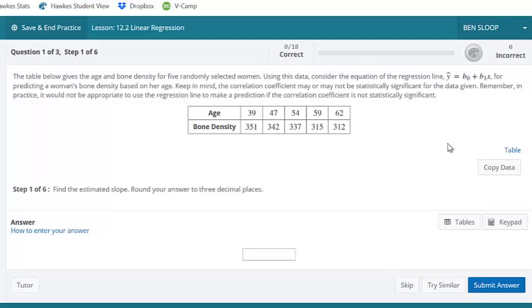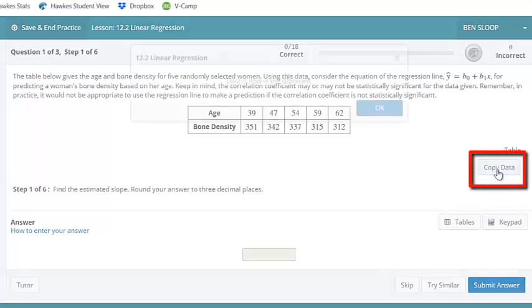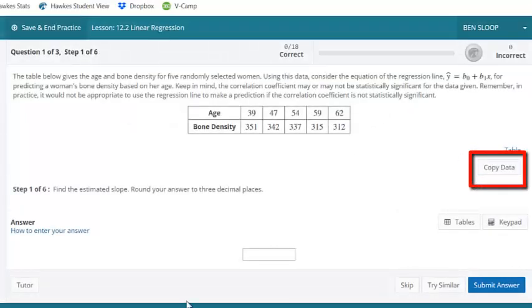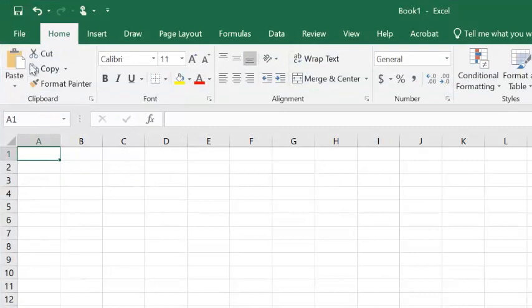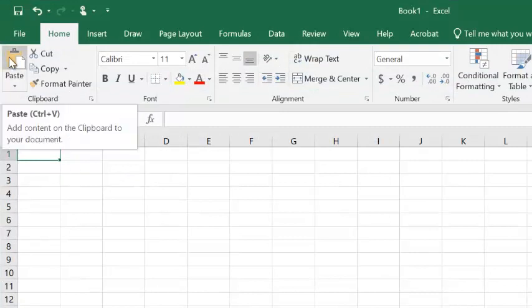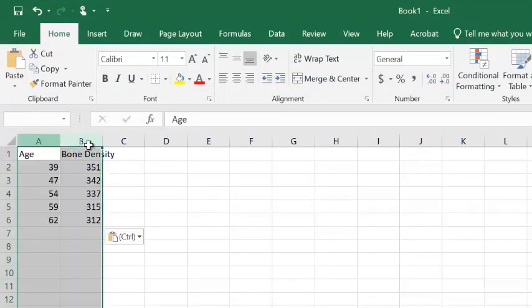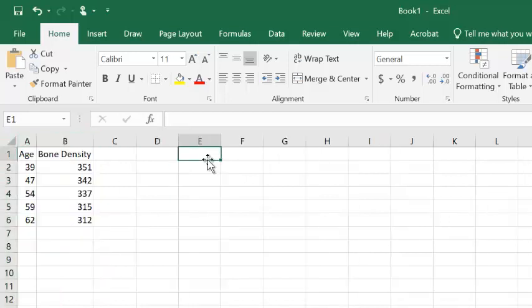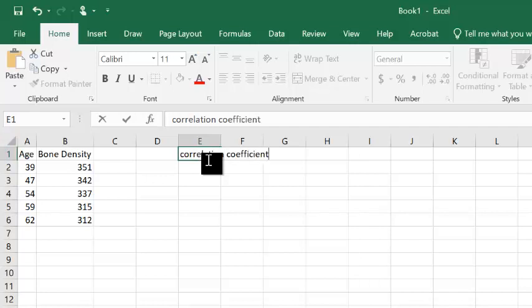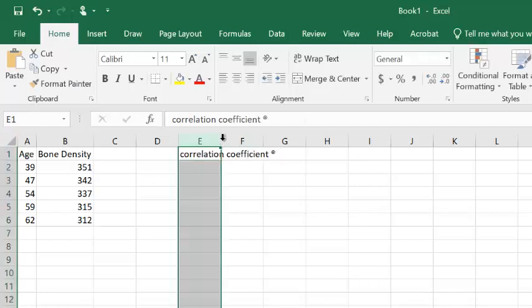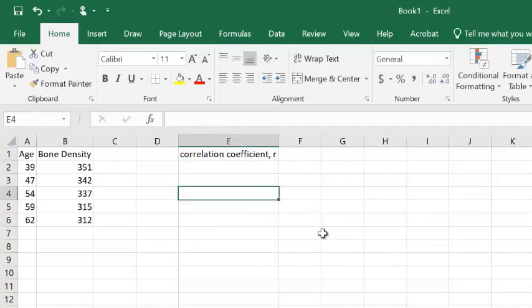So the first thing I'm going to do over here is copy my data and then paste these data into Excel. Let's start with the correlation coefficient. And our abbreviation for the correlation coefficient is R.